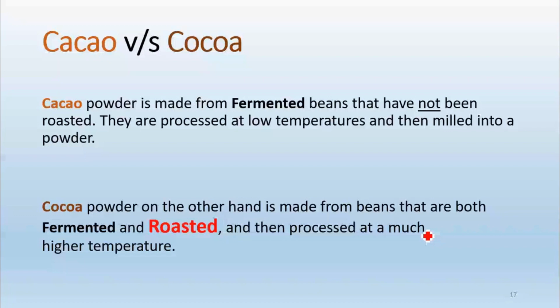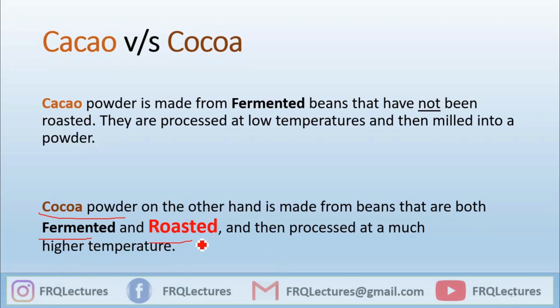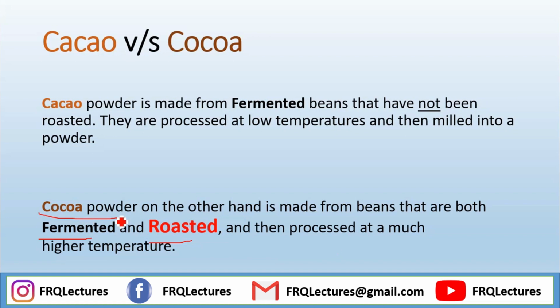Next comes the difference that I was talking about. You can see cocoa is quite different from this other word, cacao. Now, if I first talk about cocoa powder, if the beans are both fermented and roasted, then that particular process would lead to cocoa powder formation. But if the beans are just fermented and not roasted, that particular powder would be cacao powder. So you can get the idea. In one process roasting is involved, in the other roasting is not involved.